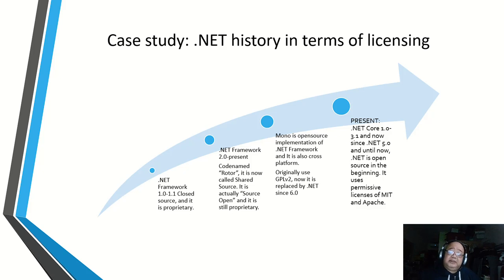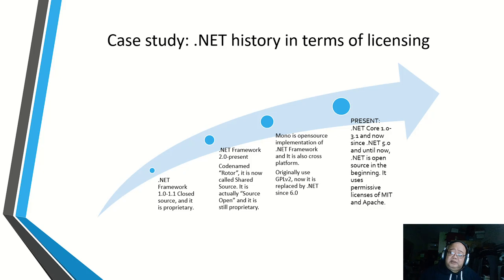Initially, the .NET Framework was closed source, proprietary. There is shared source, and as I mentioned before, it's actually source open, meaning that the source is open but you cannot touch it, update it, or do anything. You can only read it. Don't touch it or update it. And then you have Mono. It originally used GPL version 2.